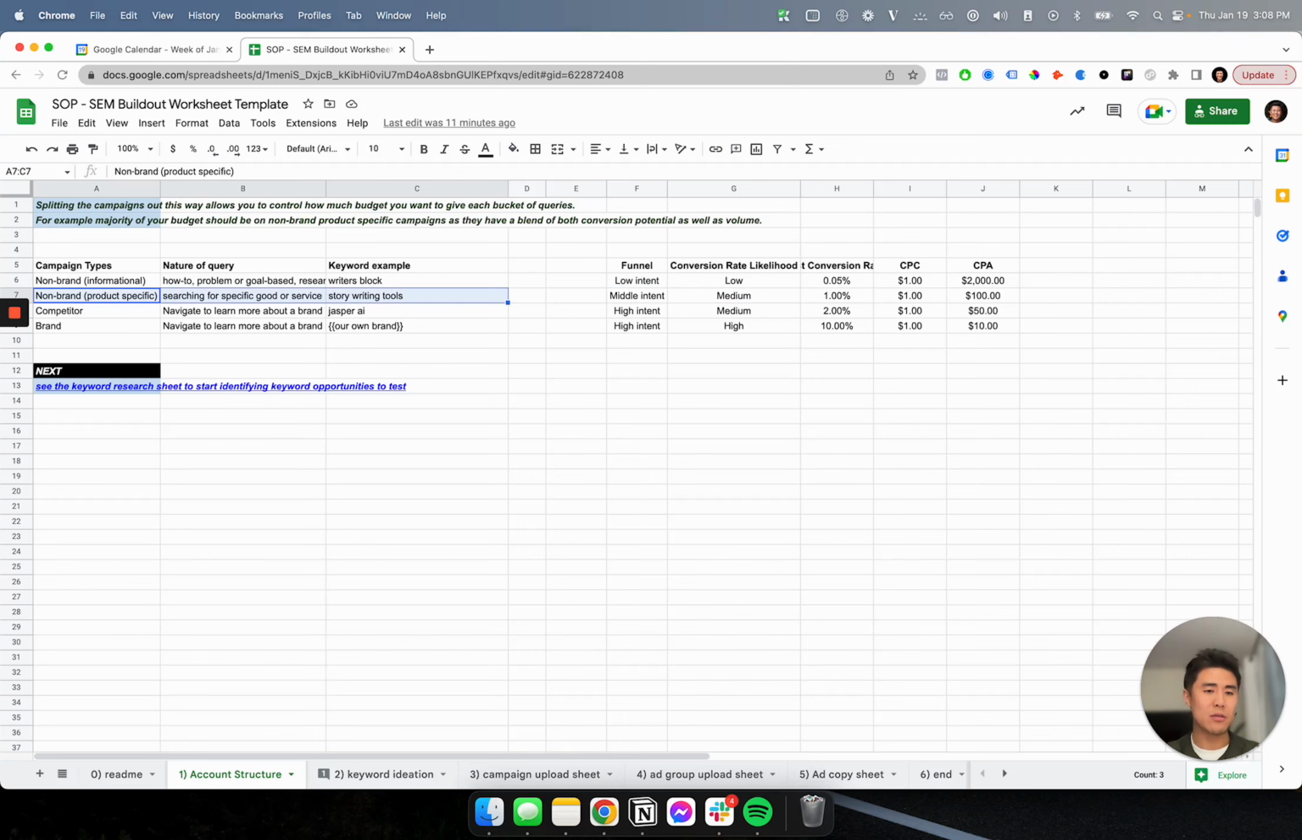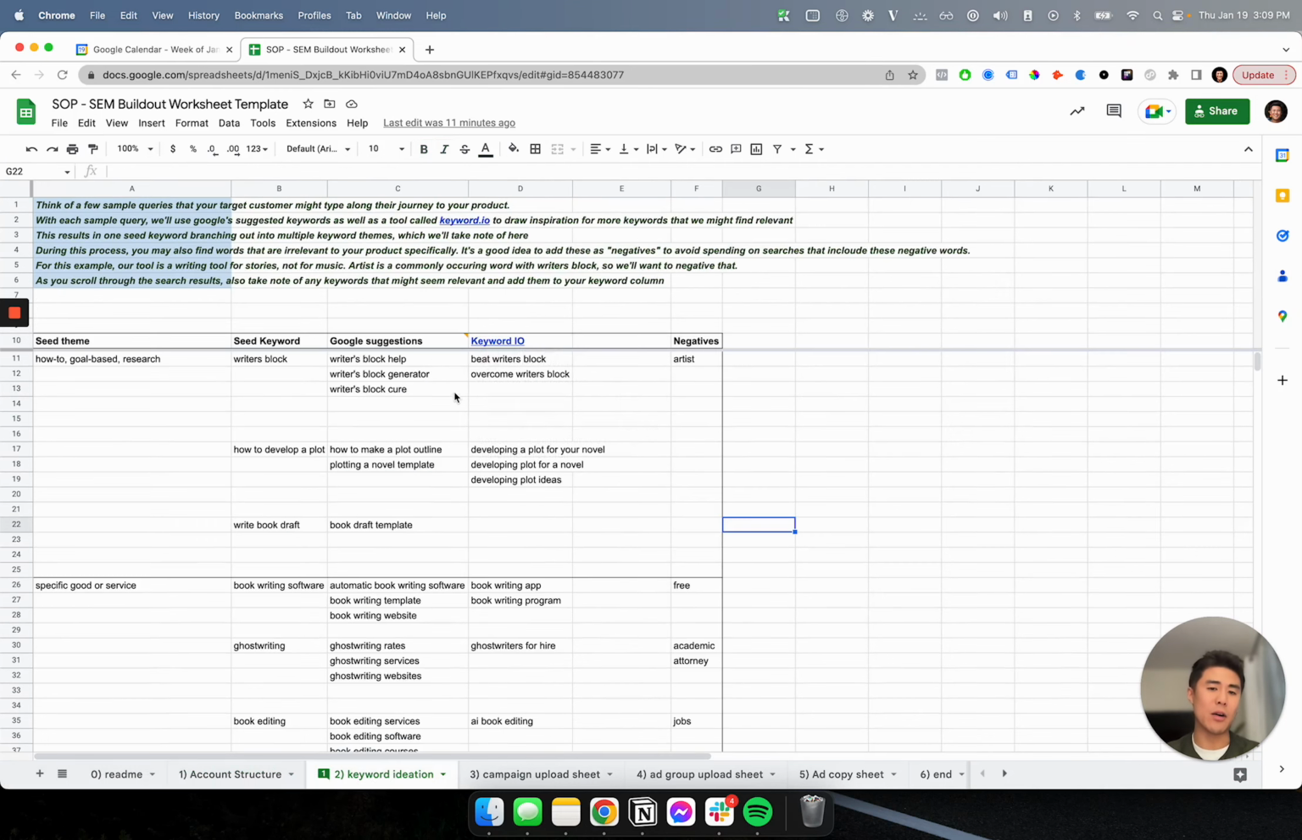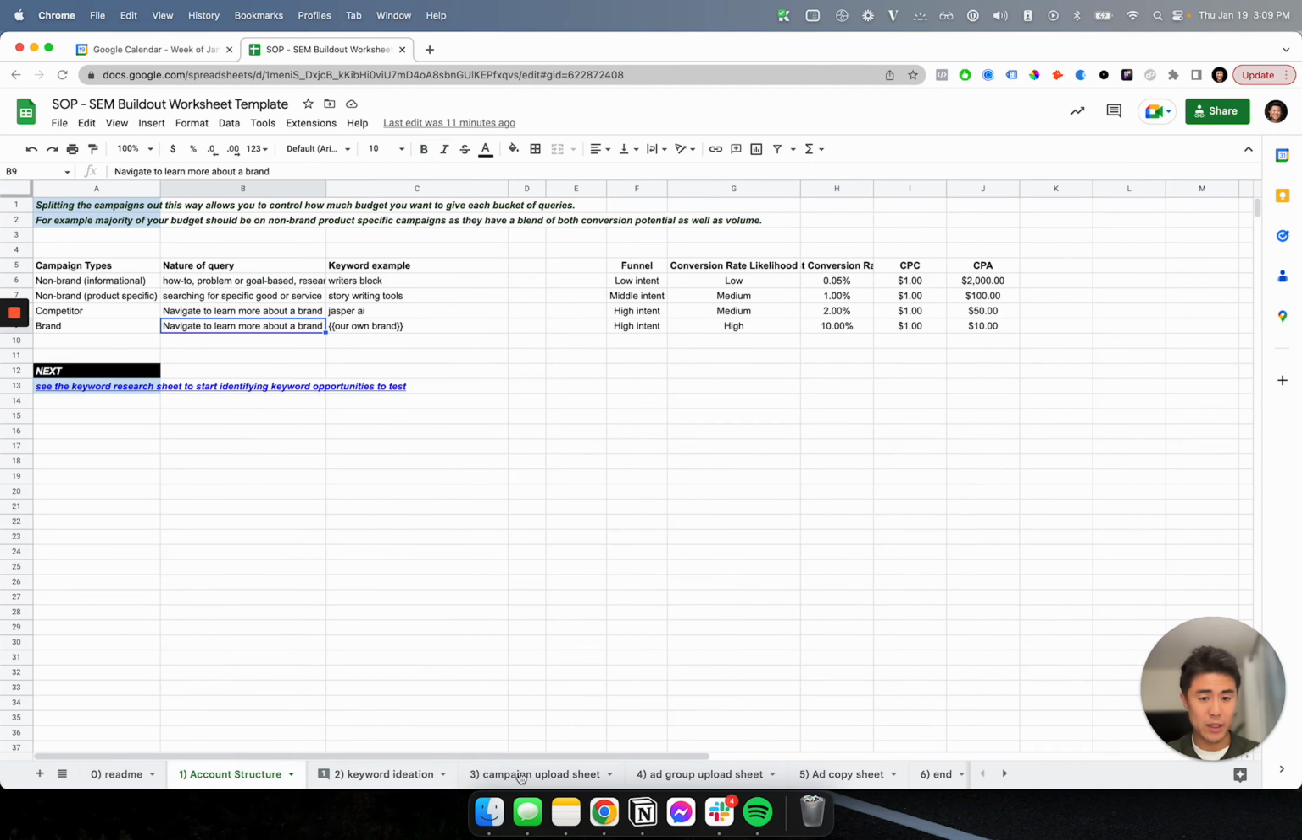Moving down a level, you have product specific, right? Like we mentioned earlier, a campaign for competitor and then a campaign for brand. Next, we'll go through and figure out what keywords we might want to include. Let's go ahead with the keyword part.